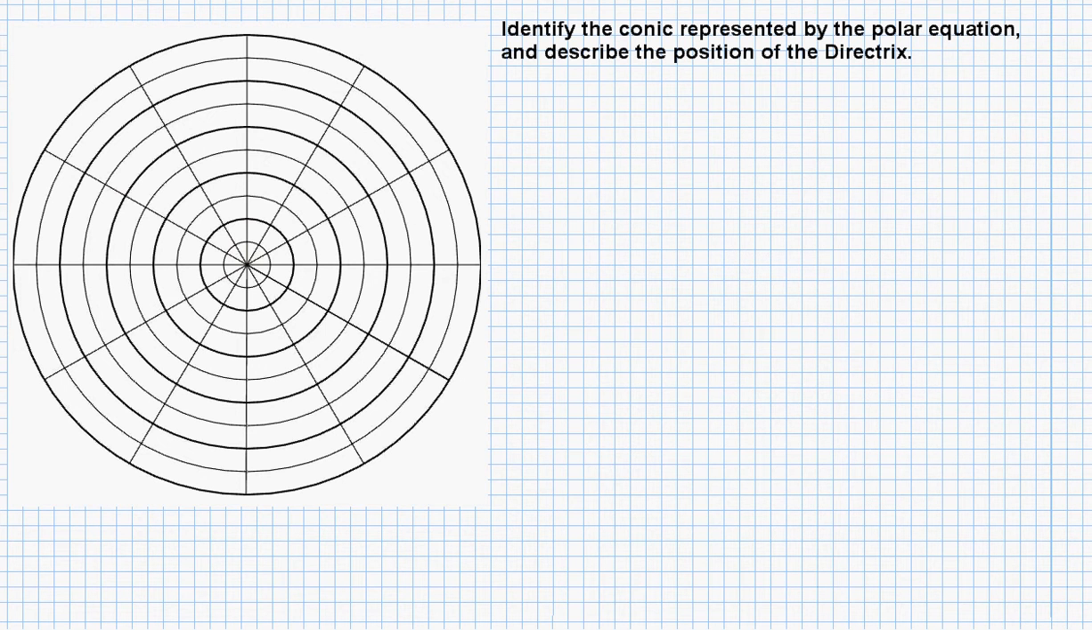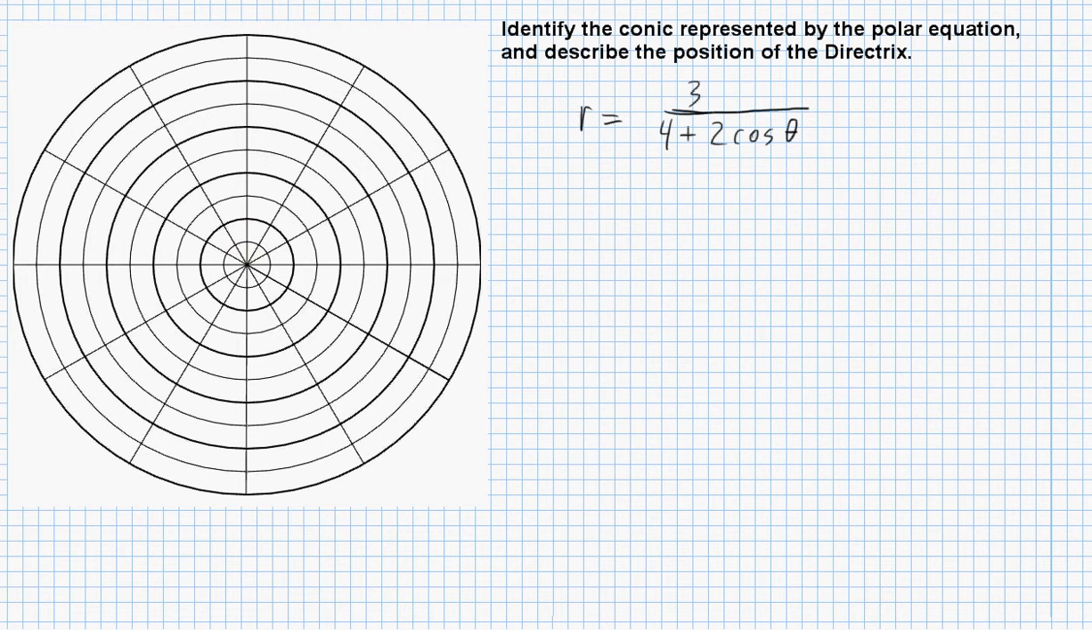Hello, this is Mr. Waters again, and I'm going to be doing some examples on page 669 of the homework. We're going to be identifying the conic represented by the polar equation, and we're going to describe the position of the directrix. Now let's just say that we're talking about this polar equation. R is equal to 3 over 4 plus 2 cosine theta.